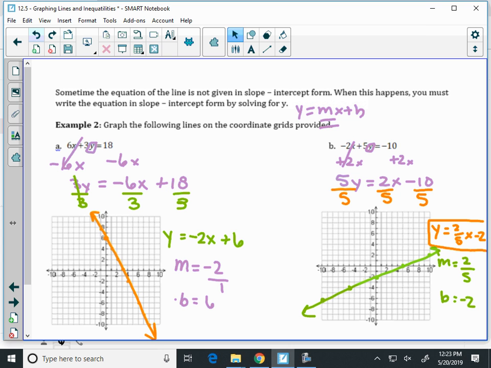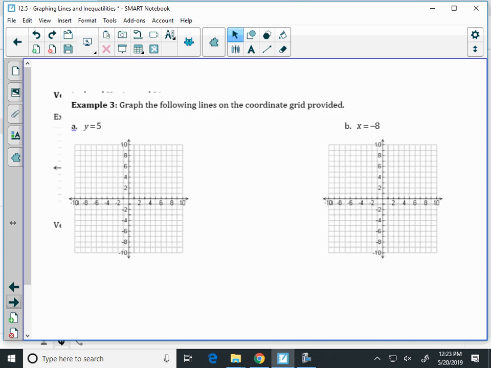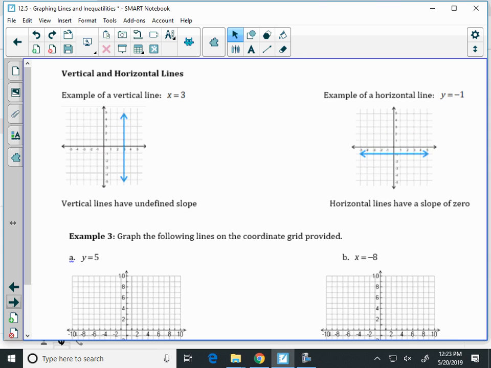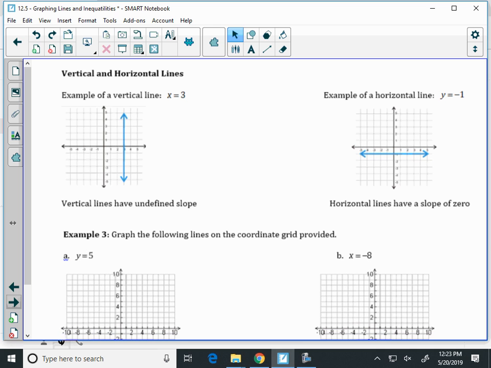Questions over that front page? Questions over the front? If you flip it over, in fact, we did a little bit of this in geometry with transformations. But we're going to talk about how to graph, preview, how to graph vertical and horizontal lines. We use this particularly in one unit in Algebra 2, so it's good to review it.